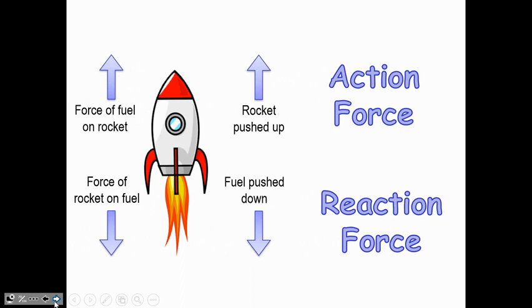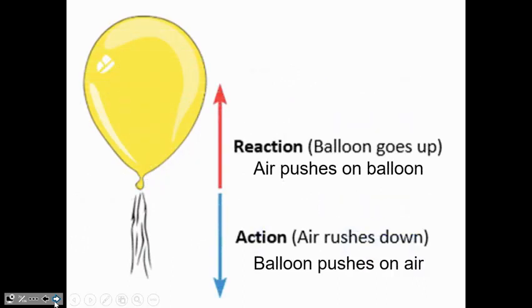These two forces together are an action-reaction pair. Now, we can't do a rocket ship experiment in class, but we could use a simple idea like a balloon filled up with air being released. So when that balloon is released, there are two things happening simultaneously. The air pushes the balloon up, and the balloon pushes the air out the bottom downward.